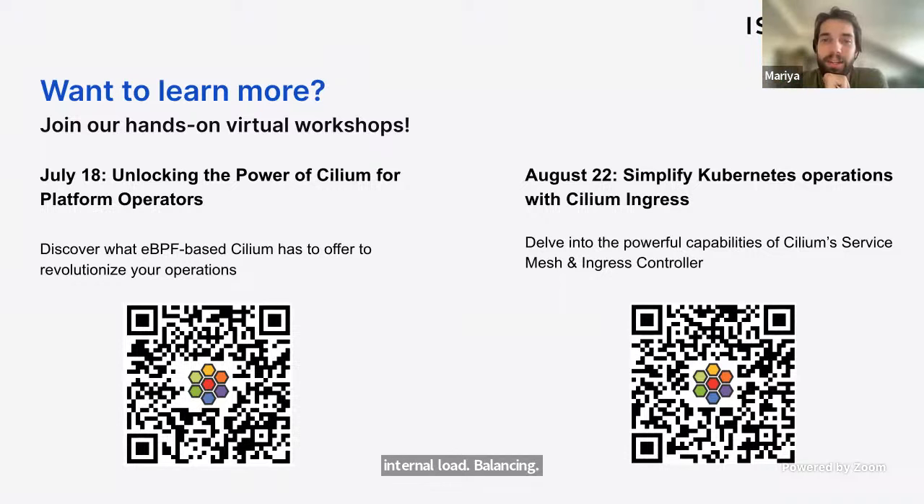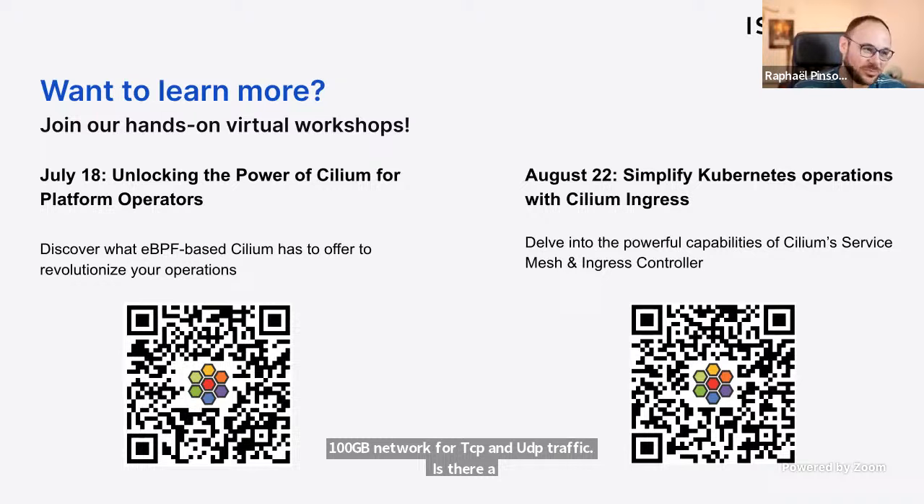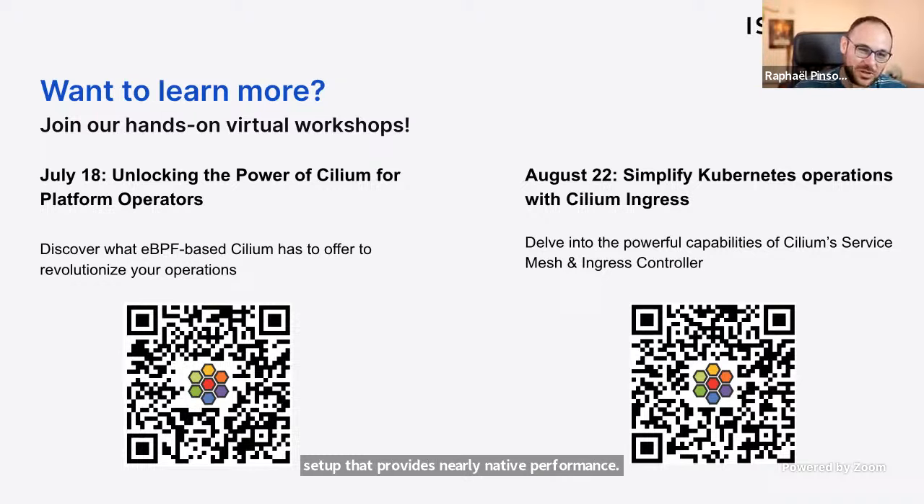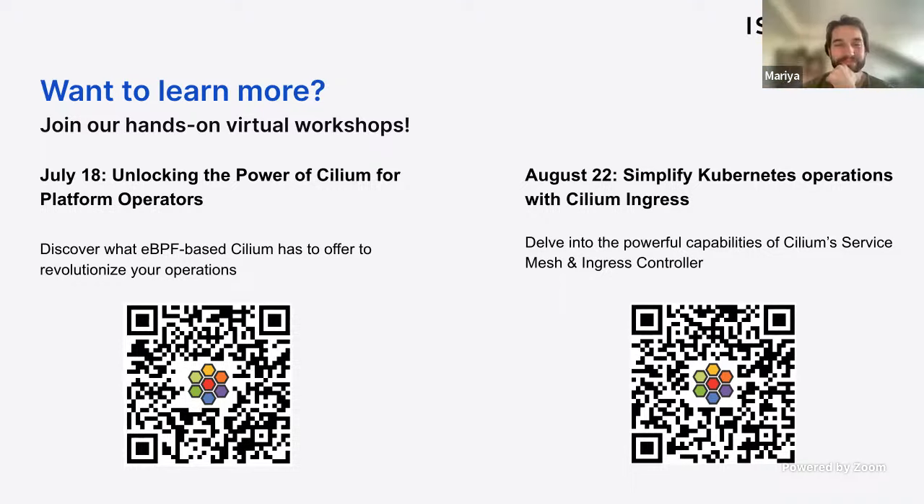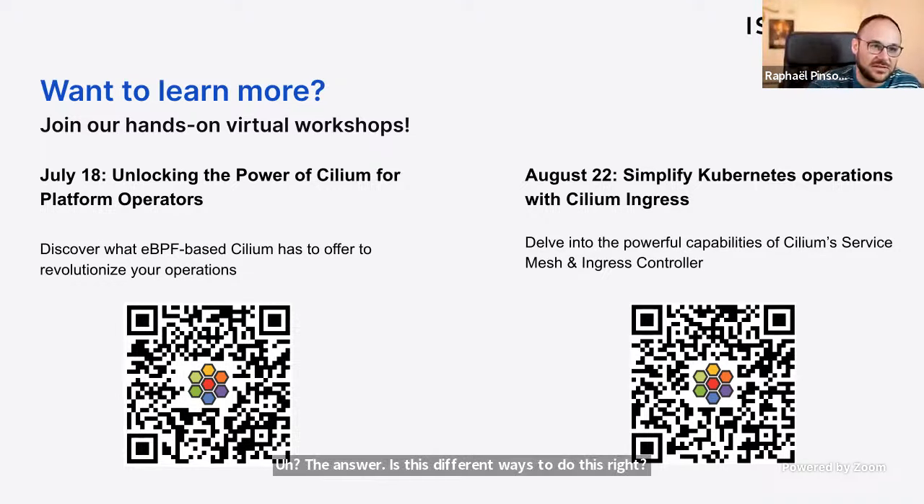Cool. So next one, if we want to leverage container orchestration, but reduce any network overhead in a high throughput 100 gigabit network for TCP and UDP traffic, is there a setup that provides nearly native performance? So there's actually a blog post that my colleague Nico, I think, will publish within a few days that will answer exactly this question. The answer is there's different ways to do this, right? So eBPF and Cilium has been used already to reduce the network overhead by bypassing typically some TCP/IP logic in the kernel when two pods are on the same node, for example.